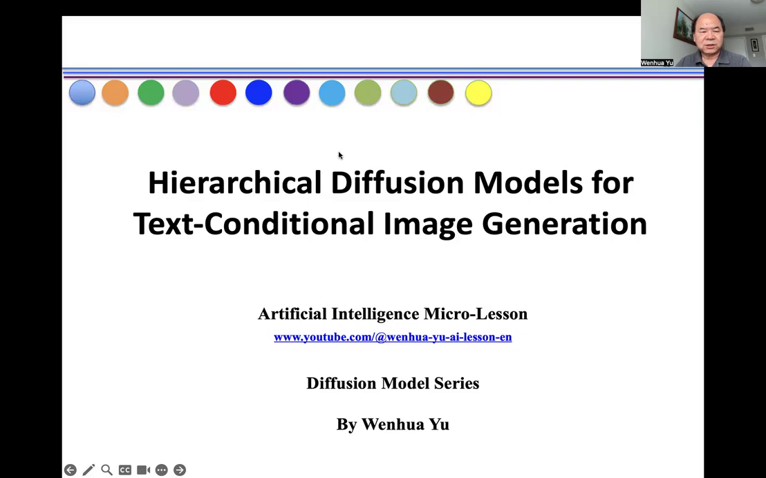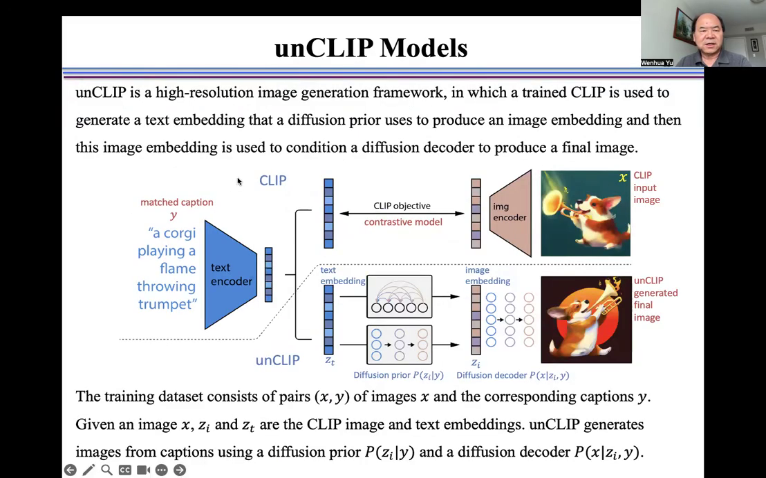In this video, I introduce hierarchical diffusion models for text-conditional image generation. unCLIP is a high-resolution image generation framework in which a trained CLIP is used to generate a text embedding that a diffusion prior uses to produce image embedding. And then this image embedding is used to condition a diffusion decoder to produce a final image as shown here.